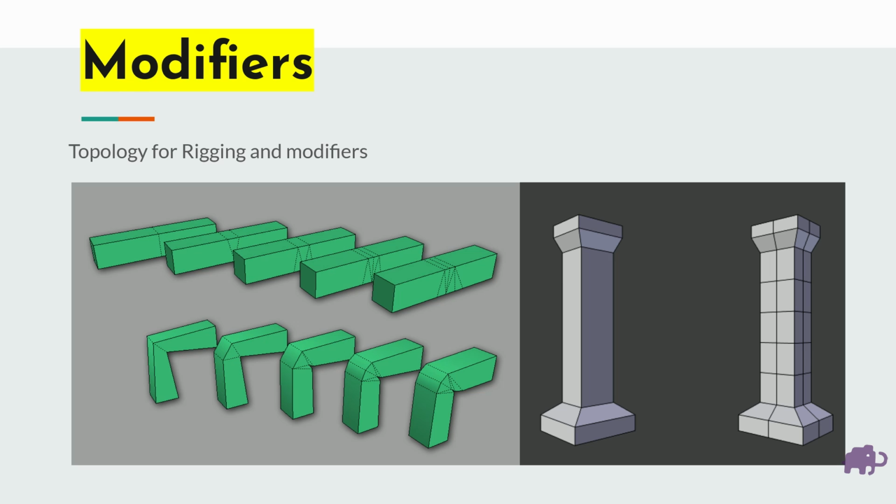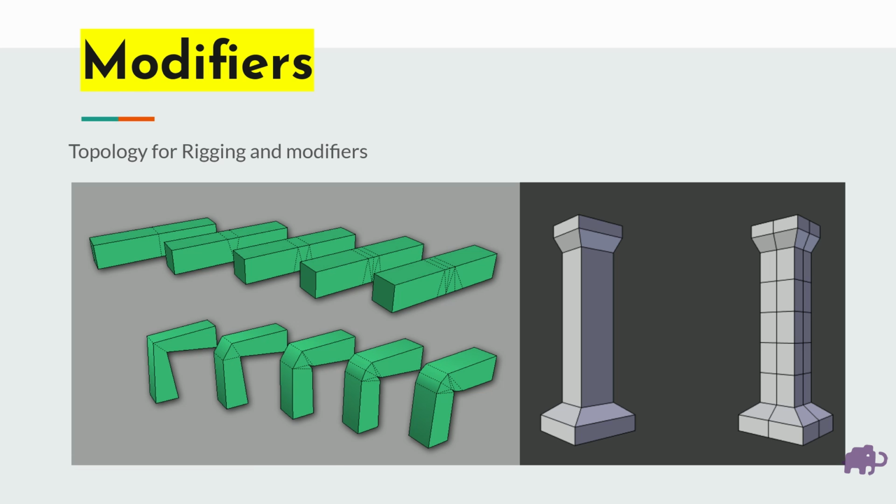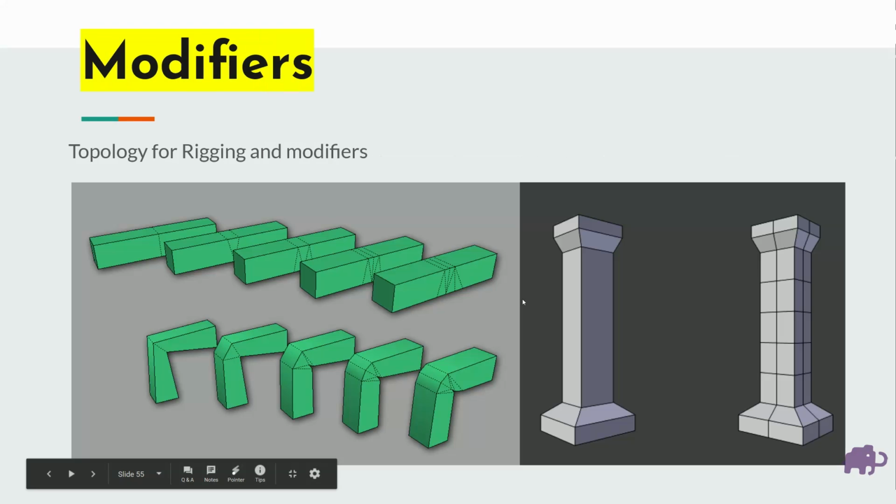Yeah. So a more uniform object that has a density that's very similar will bend better if you need it to bend. If it's not bending, it doesn't need that much polys.